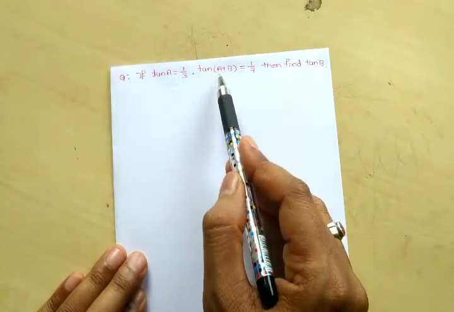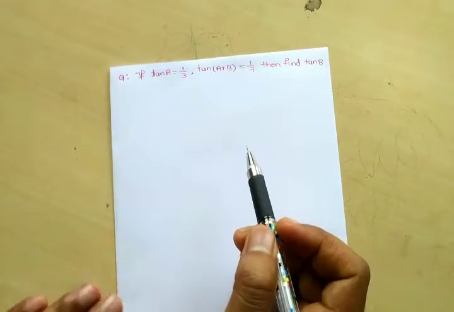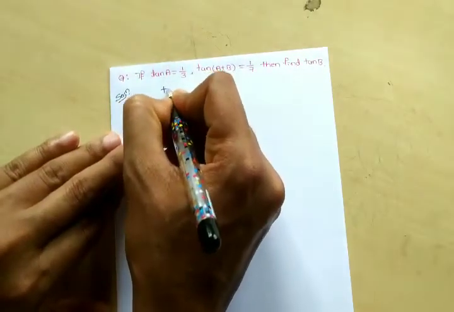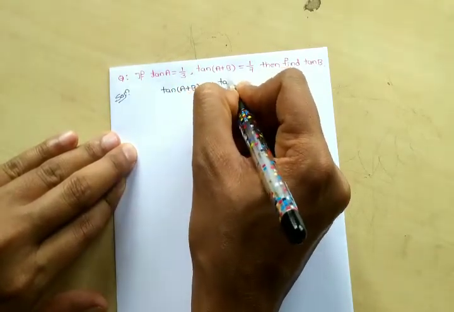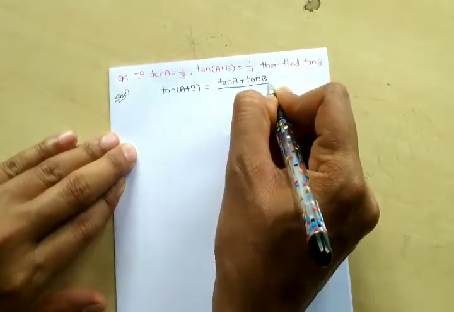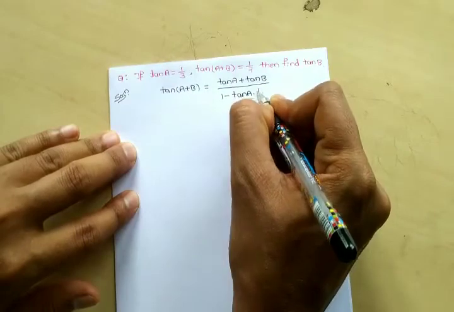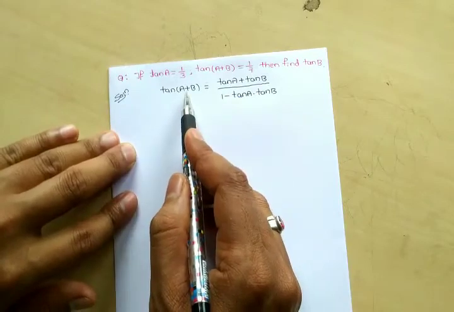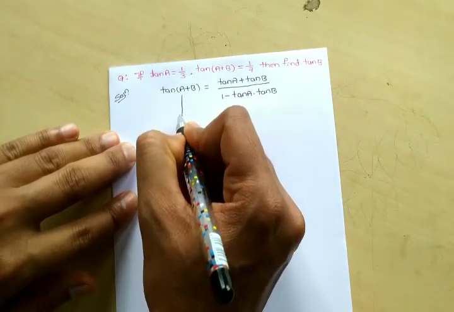Here tan a plus b is already given, that's why I am going to apply which formula? Tan a plus b compound angle formula I am going to apply first. So see the solution. First, tan a plus b is equal to tan a plus tan b divided by 1 minus tan a into tan b. So next here see, tan a plus b is already given, correct? 1 divided by how much here? 7. So tan a plus b, this value I am going to substitute.